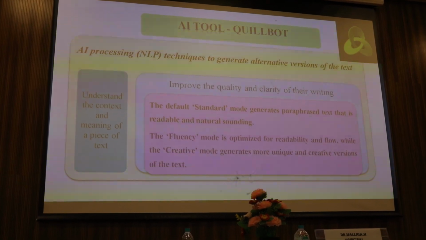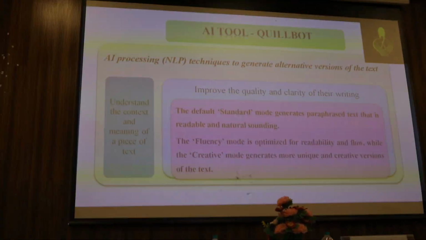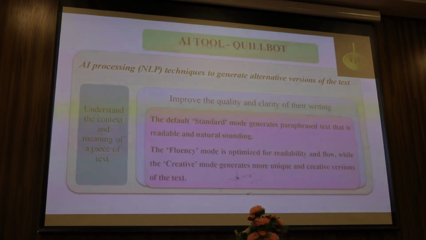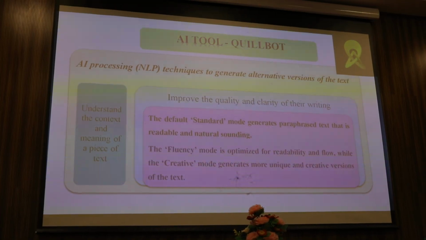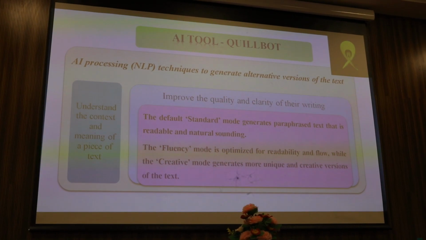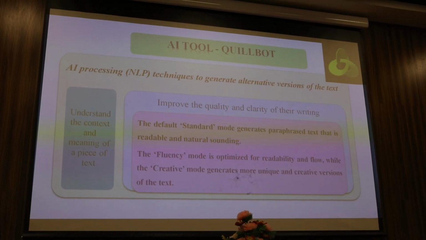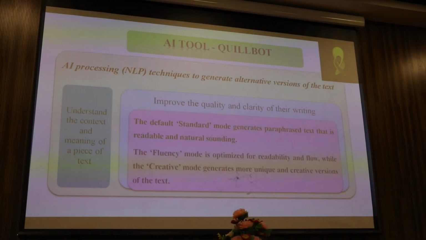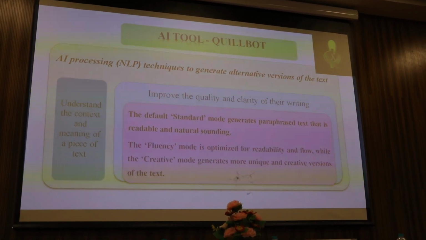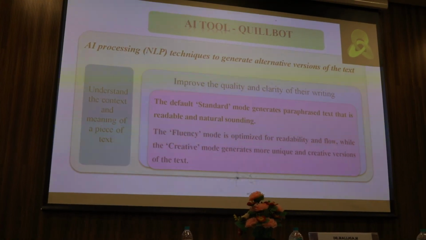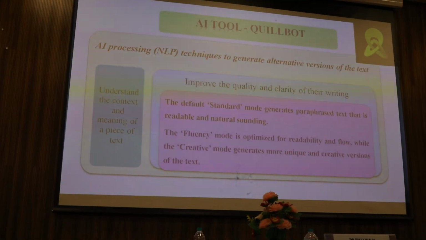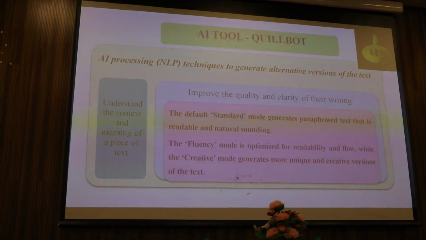And the tool Quillbot uses this technique to generate alternative versions of the text. This is for, say, paraphrasing, right? So for that we can use this. It improves the quality and clarity of writing. The default standard mode generates paraphrased text that is readable and natural sounding. The fluency mode is optimized for readability and flow, while the creative mode generates more unique and creative versions of the text. Normally, in plagiarism, articles get rejected, right? So that can be avoided when you use this application.